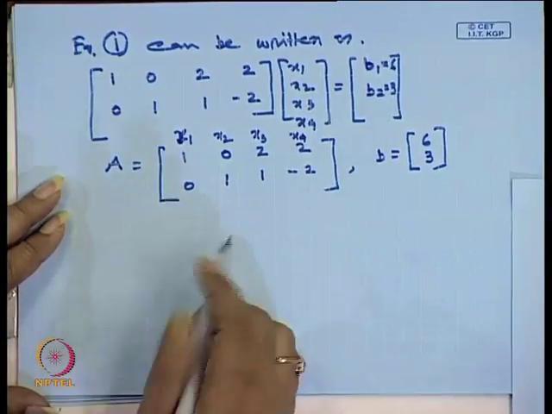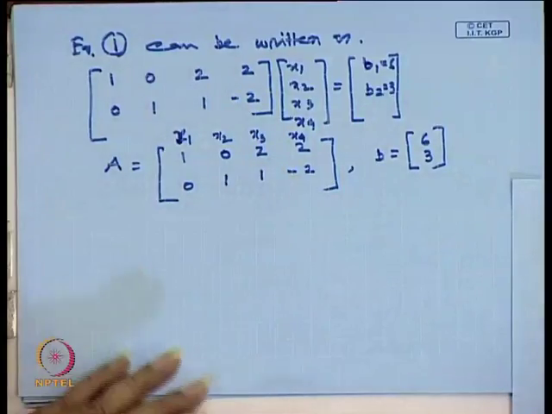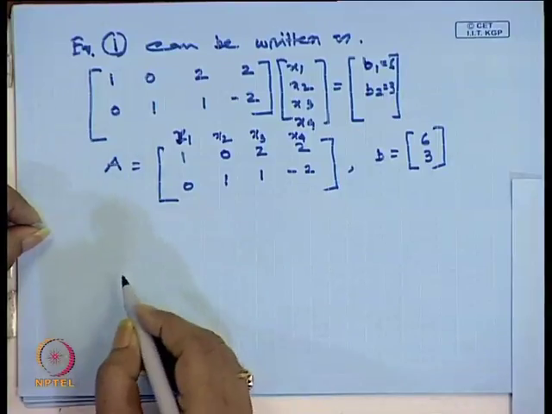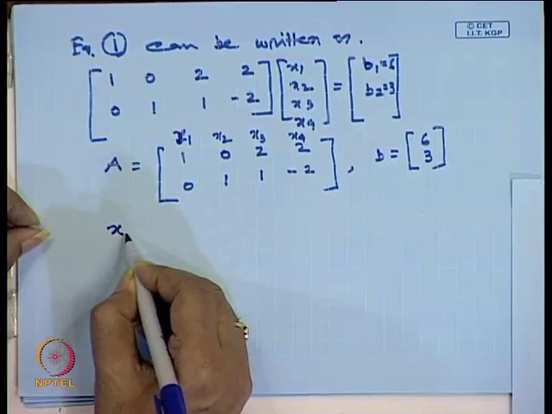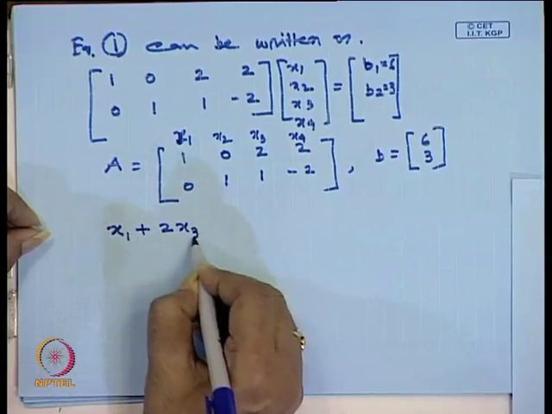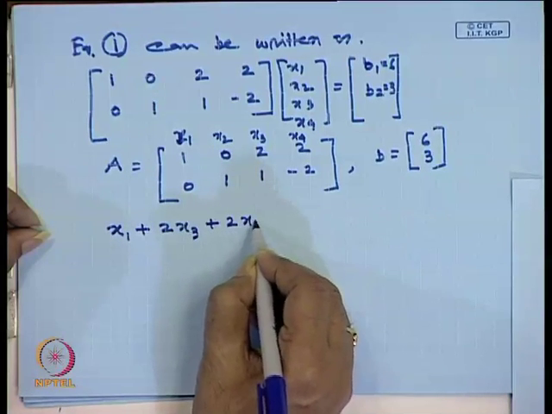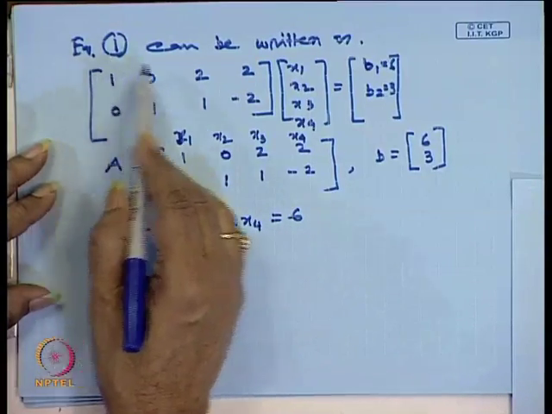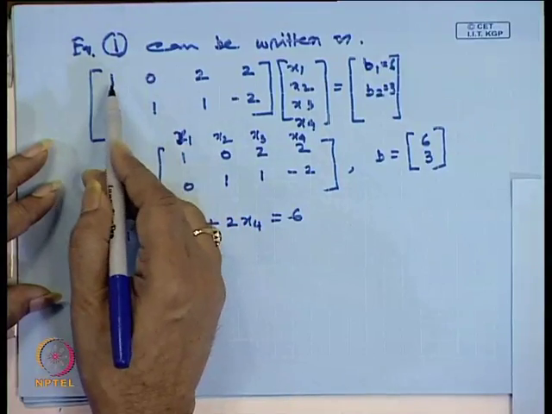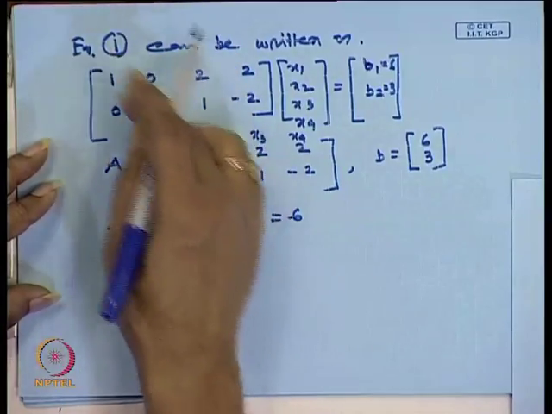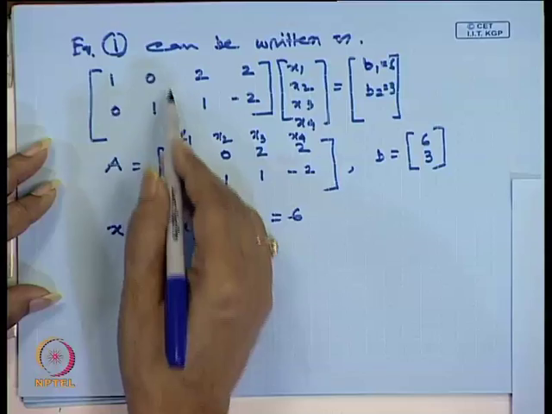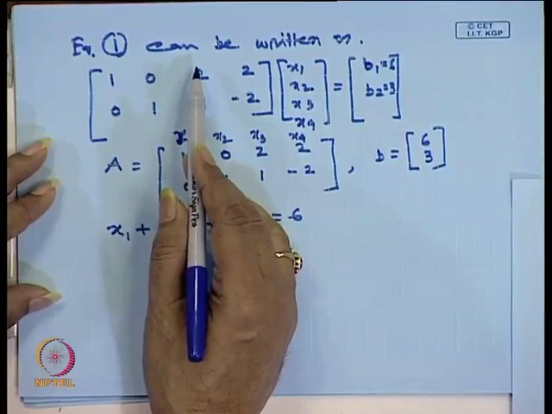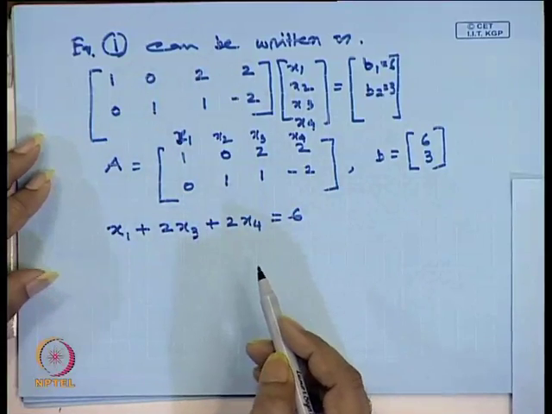Now, if you want to represent whatever we have done in matrix and vector form, in other words, elementary row operations, we can do it this way. See what I am writing here: x 1 plus twice x 2 plus twice x 4 is equal to 6. So, clearly the first column and second column correspond to our basic variables. First column coefficient x 1, x 2 basic variable, because this is already in identity matrix form, and the third and fourth columns are the non basic variables.